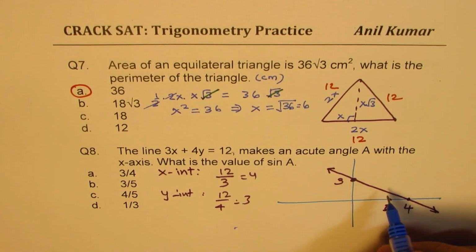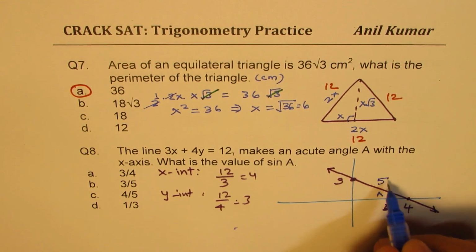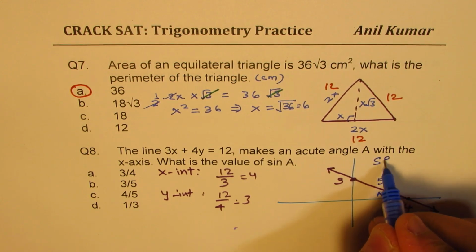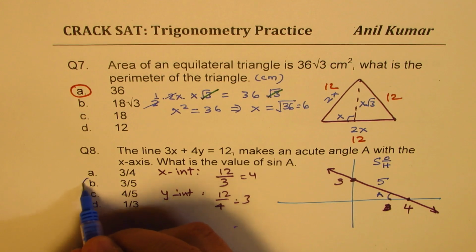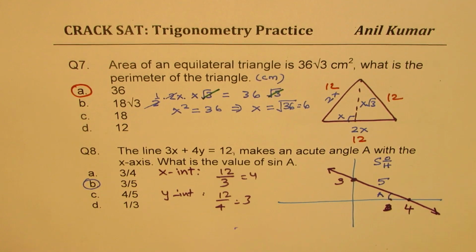Perfect. Now this line makes an acute angle A. So this is the angle we are talking about. Now we want to find what is sine A. So in this triangle with sides 3, 4, the other side is 5. Sine of A is, you remember, sine is opposite over hypotenuse. So it is 3 over 5. So option B is the right option. Correct? So that helps.